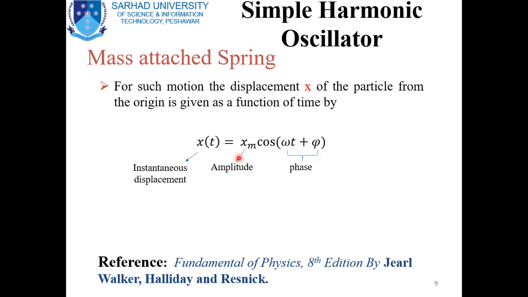This xm is the maximum displacement from the mean position, which is known as the amplitude, and then we need a sinusoidal function which varies from 0 to 1. The sinusoidal function, here we took the cos function, you can take the sine function as well, and in the bracket the whole term is known as the phase or argument. In the next slide we will define these parameters separately.